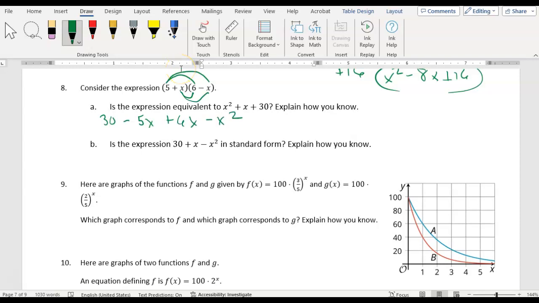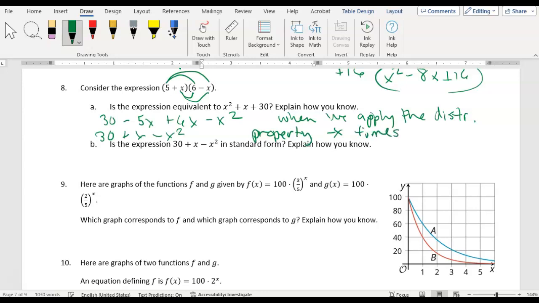Okay. So, no, this expression is not equivalent, right? We end up with 30 plus x minus x squared. So it's not equivalent because we have a minus in front of the x squared. And so you can show your work here and say when we apply the distributive property, negative x times x equals negative x squared versus this positive x squared.